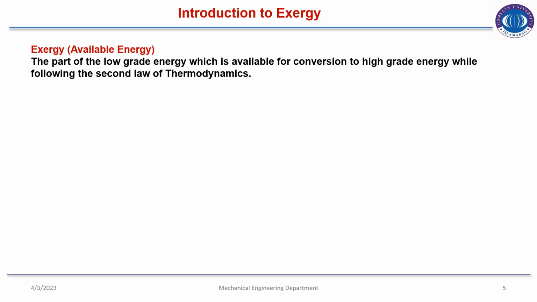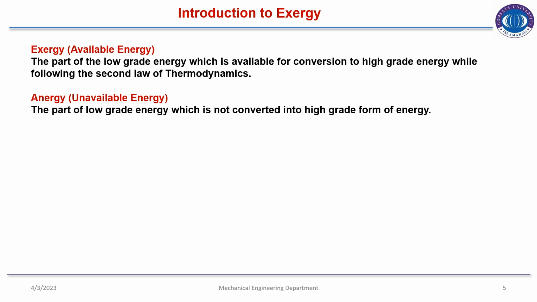For example, if you are asked what is the portion of exergy when we are discussing electrical energy, then there is no portion of anergy. 100% of electrical energy will be converted into work. So the 100% available energy is termed as exergy, and the value of anergy for electrical energy is 0, because 100% of electrical energy is available energy.